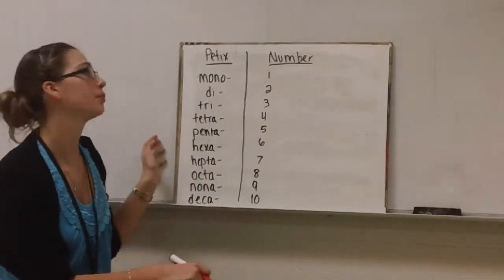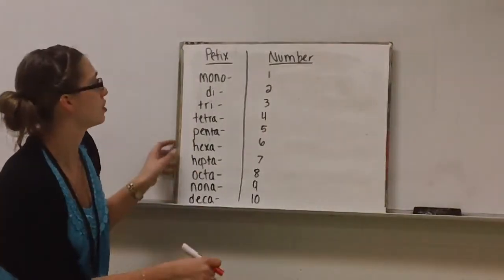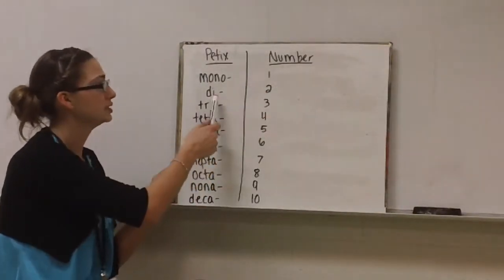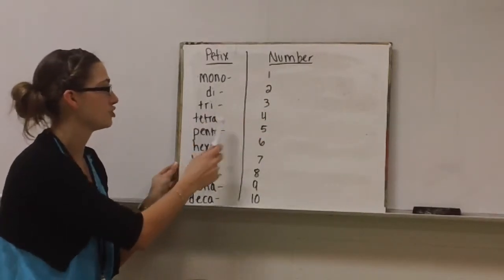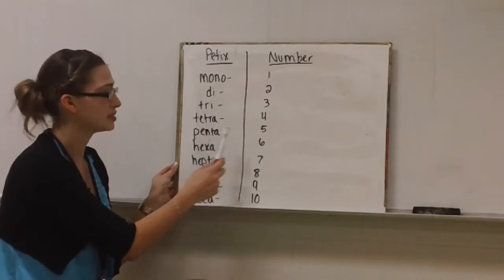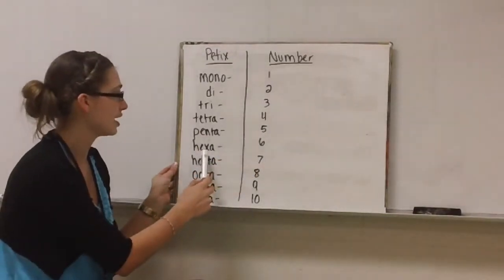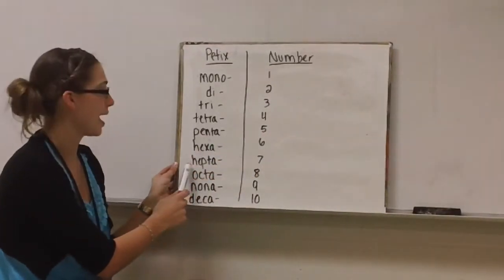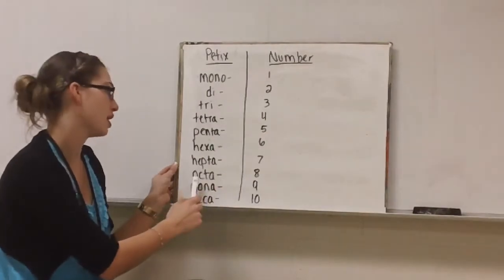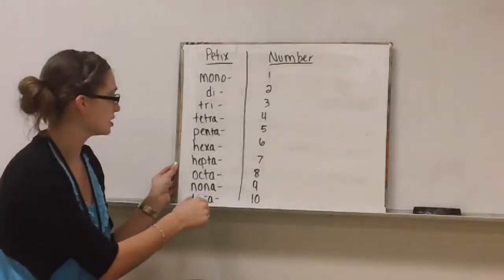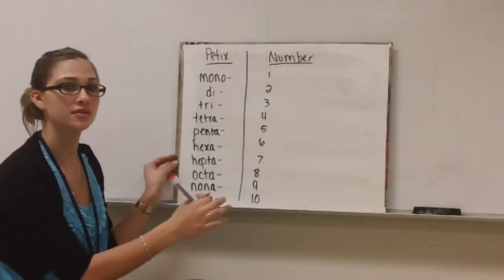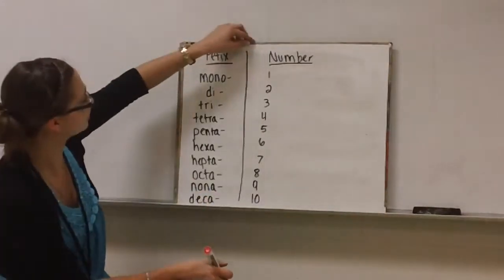So our prefixes here: mono is for 1, di is for 2, tri is for 3, tetra is for 4, penta for 5, hexa for 6, hepta for 7, octa for 8, nona for 9, deca for 10. These are written on your handout as well.